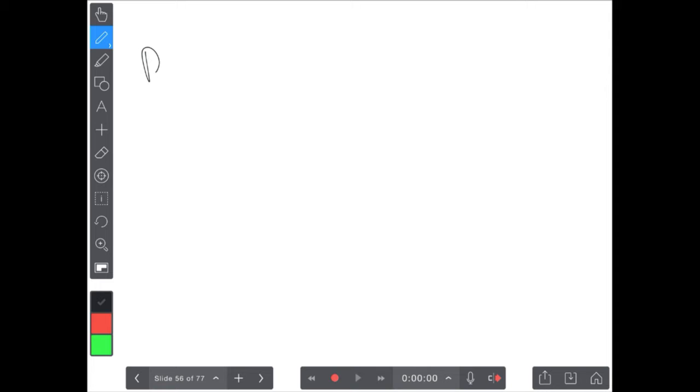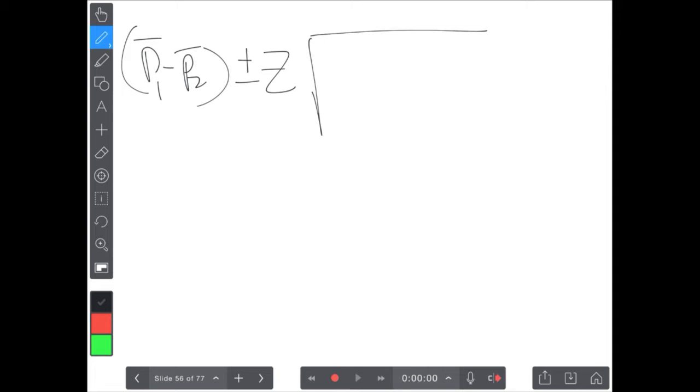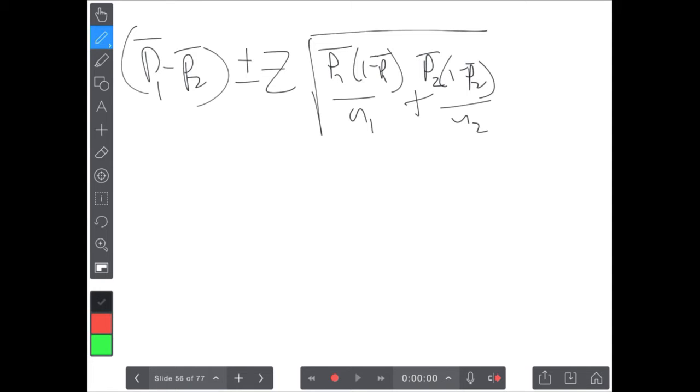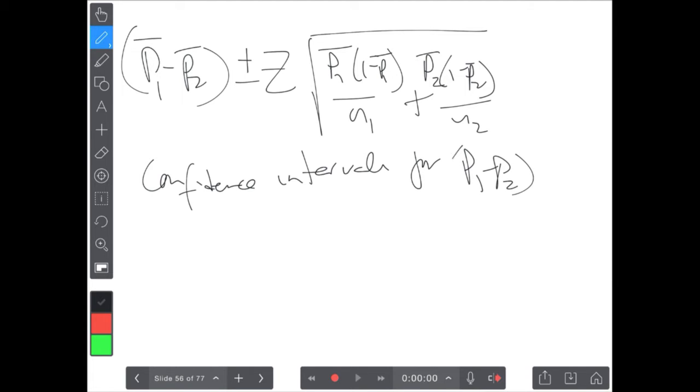So that would be the sample estimate, which is p bar 1 minus p bar 2, plus or minus the critical value times the standard error. Now, clearly I cannot use p1 and p2. I have to use the sample values: p bar 1, 1 minus p bar 1 over n1, plus p bar 2, 1 minus p bar 2 over n2. So that is a confidence interval for p1 minus p2. All right?